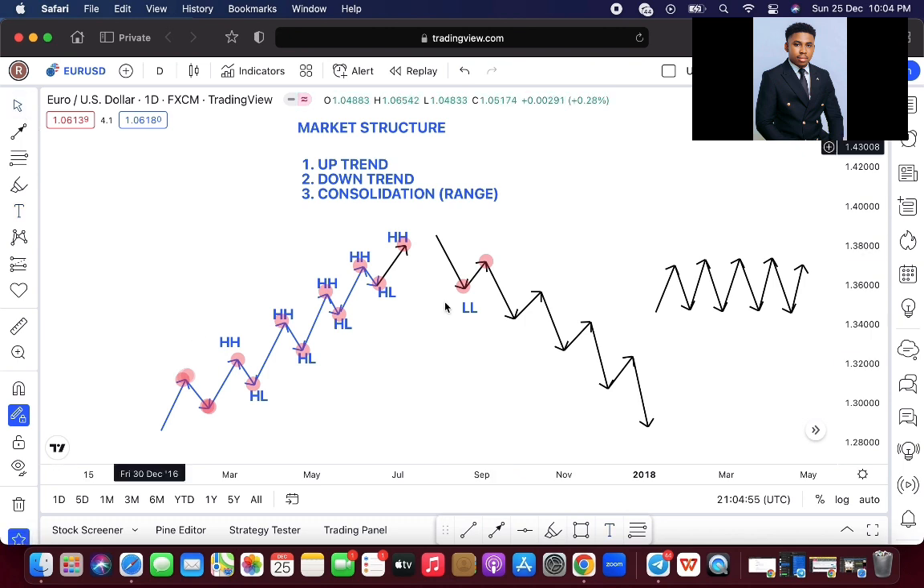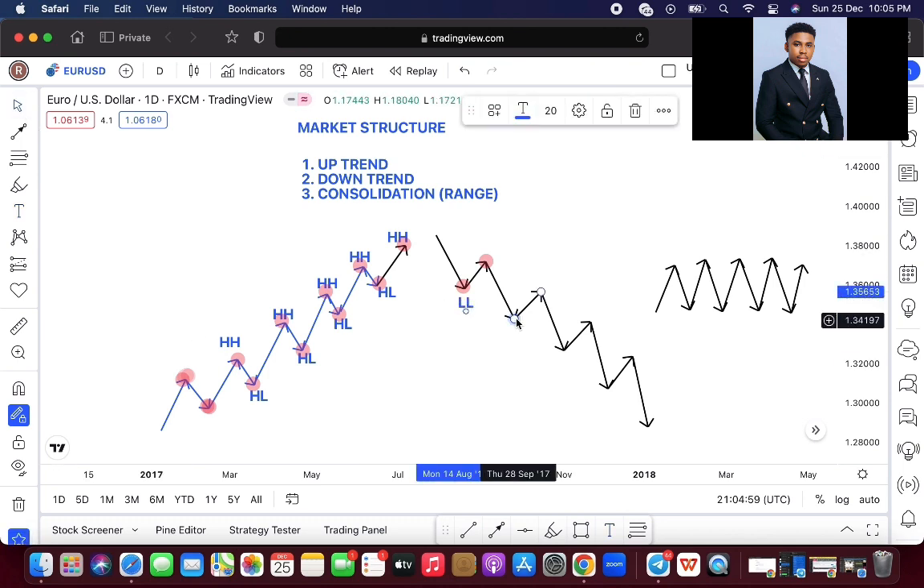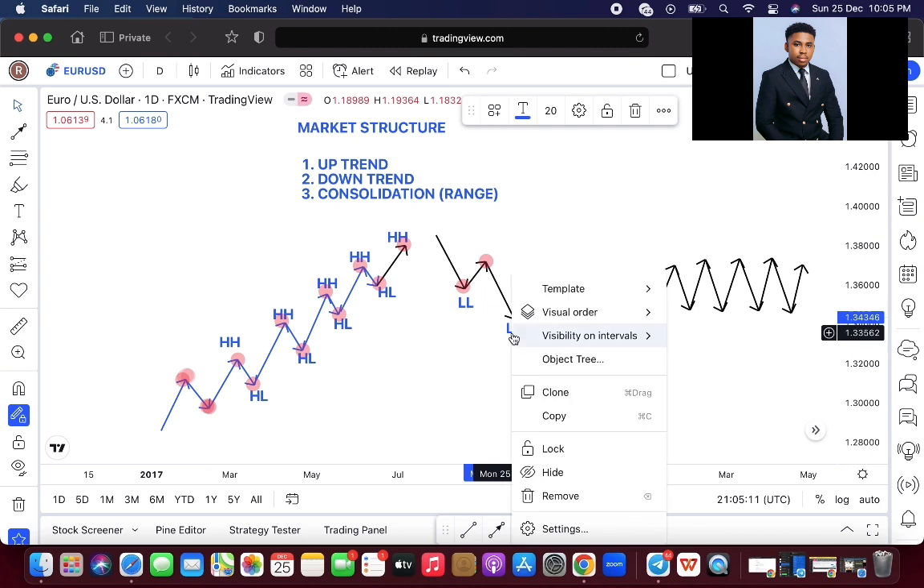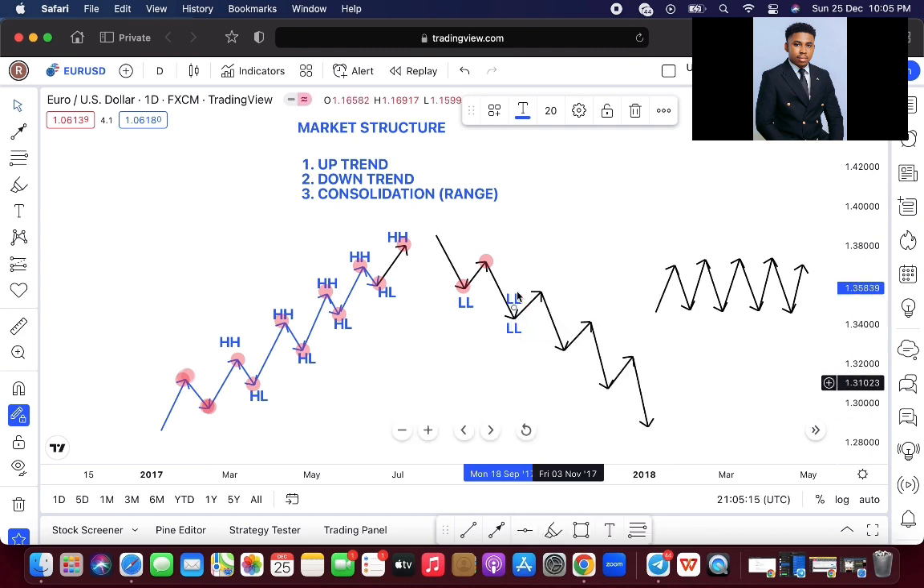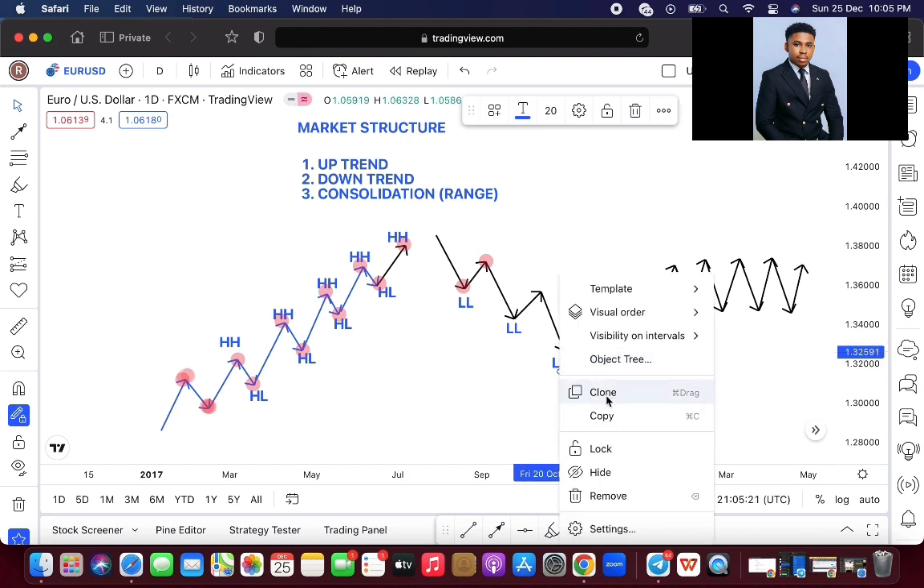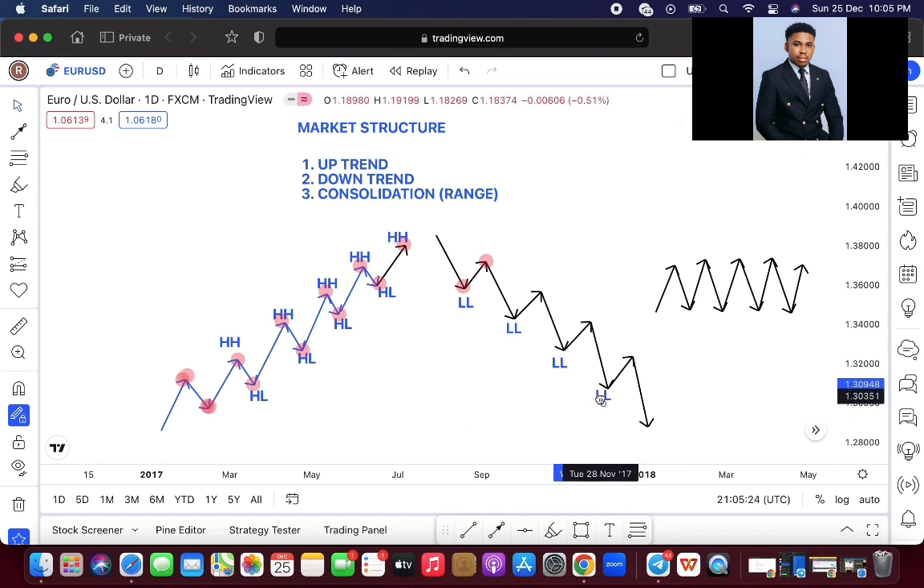Okay, so we have this lower low, and the next one is also lower than the previous low, so it's another lower low. So we just clone this and bring it all the way down here. So we can see that we have a lower low as well, another one, and the next low after that is also lower than the previous one, which is also a lower low. Okay, and the next one after that, and it keeps going like this until the trend changes to either a consolidation or an uptrend. You understand? So as long as the market's in a downtrend, it keeps making lower lows and lower lows, and it keeps going down.